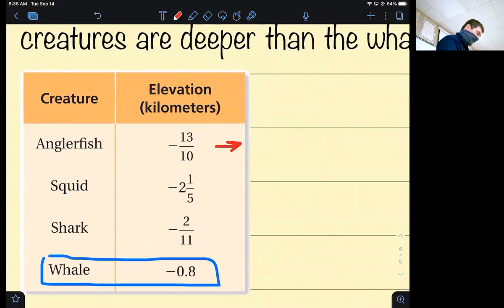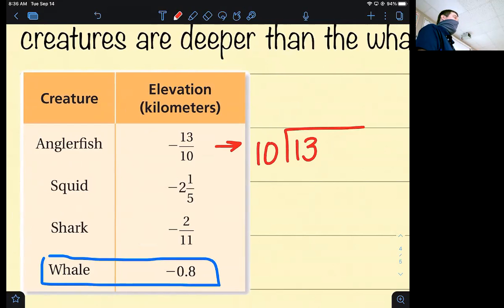So 13 goes inside the box, not outside. 10 goes inside. Usually, when you convert a fraction into a decimal, the smaller number goes inside the box. That's not a rule. That's just usually what happens. The rule states that the top number always goes in. Now, the fact that the top number is bigger means that this is an improper fraction. So if you're wondering, well, hang on a second, 10 goes into 13. It should, because it's improper. It's going to be bigger than 1.